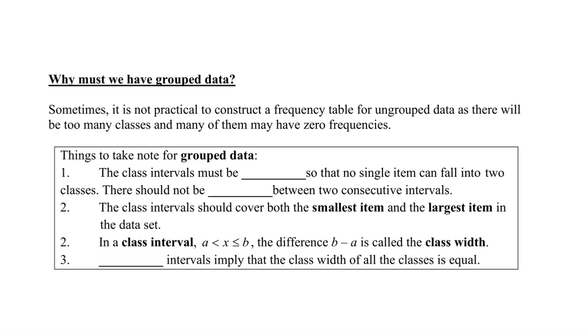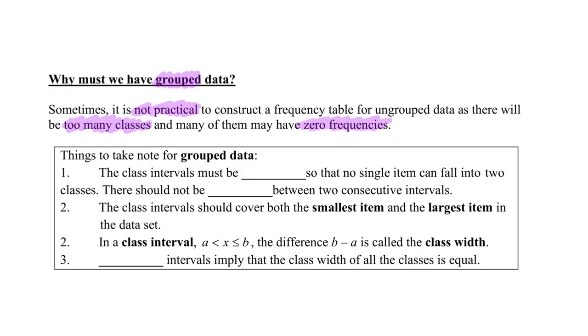And now for the next part of the data, it is called the group data. Previously, we talked about ungrouped data where we deal with all the raw data. But why must we group some data together? Well, sometimes it is just not practical to construct a frequency table for ungrouped data when there are too many classes and many of them have zero frequencies. Then the representation will not be so useful, you see.